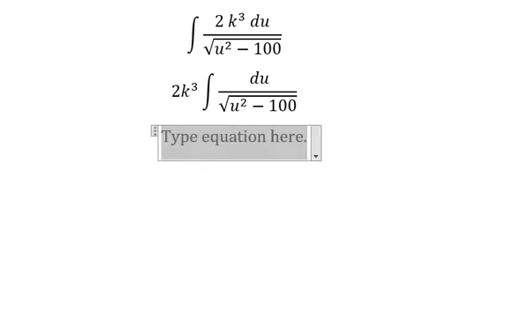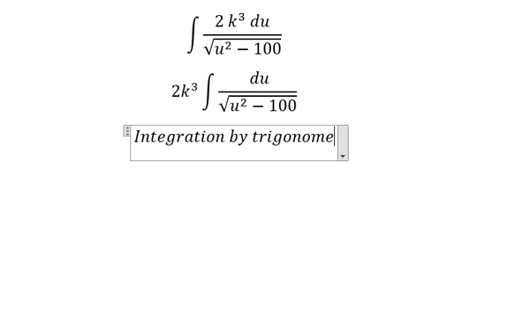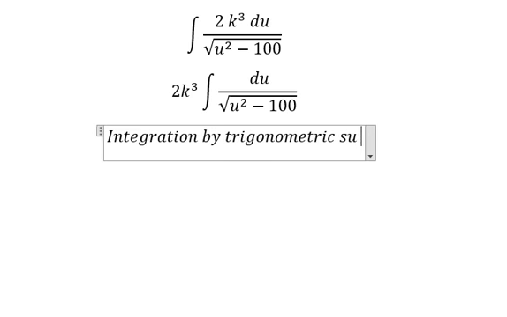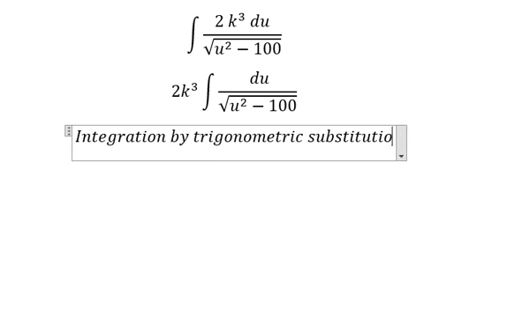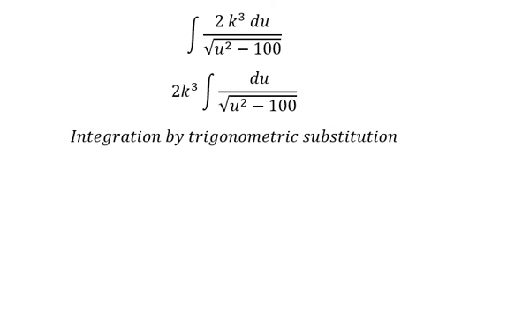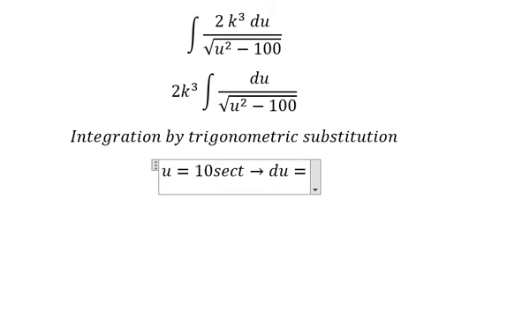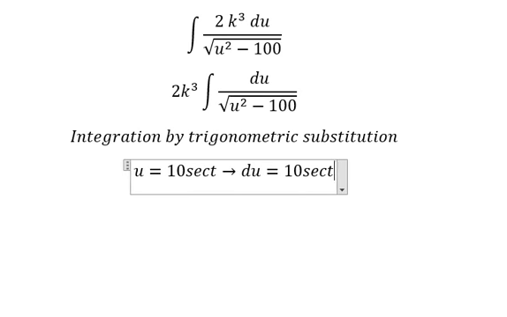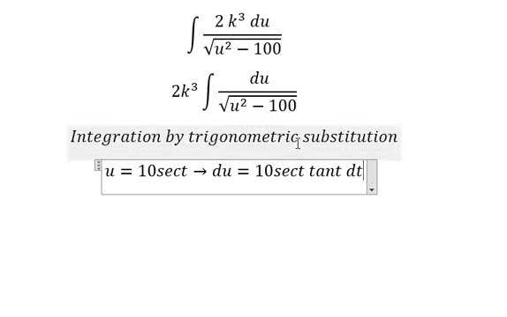Next, we need to use about integration by trigonometric substitution. So I need to put about u equals to 10 secant of t. Later that we do first derivative for the both sides, and you got about du equals to number 10 secant of t tan t dt.